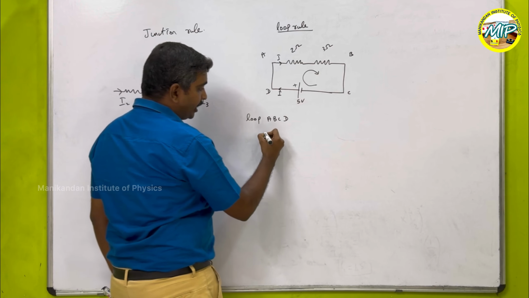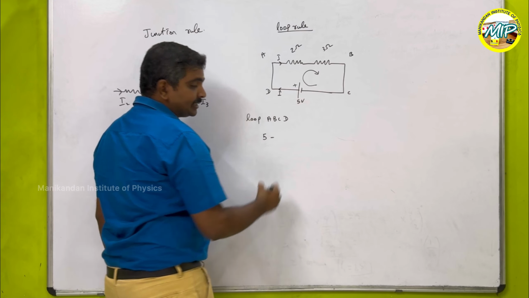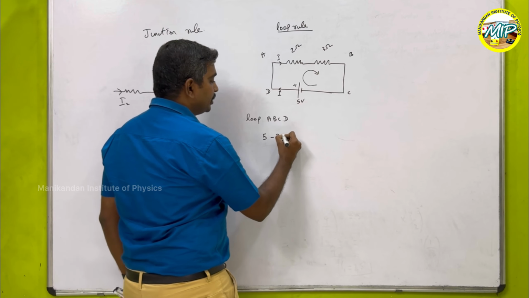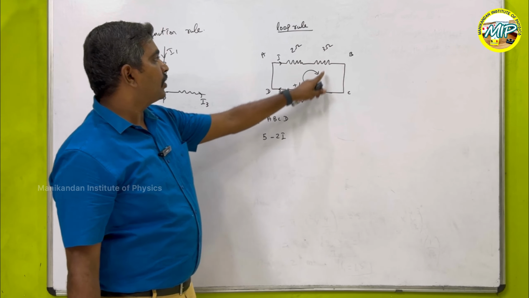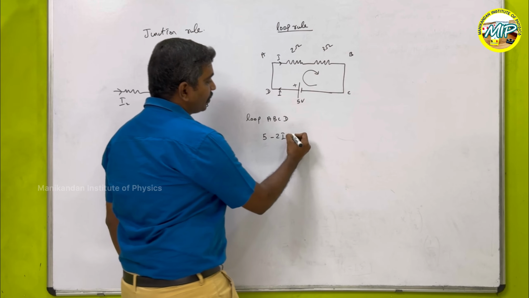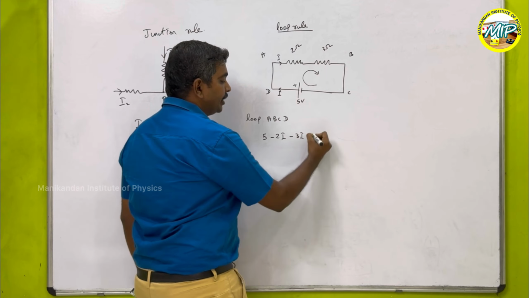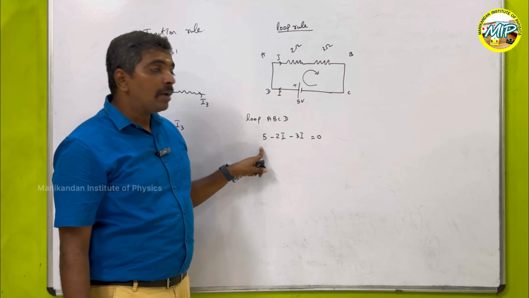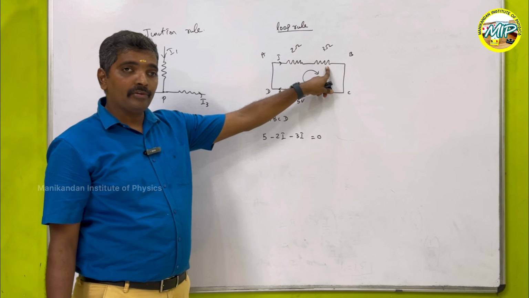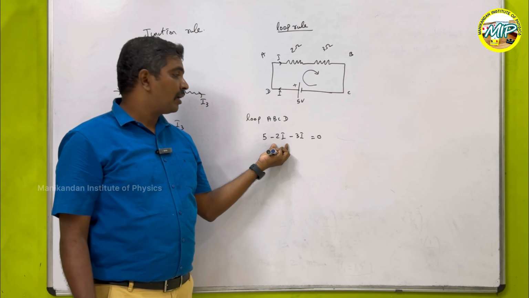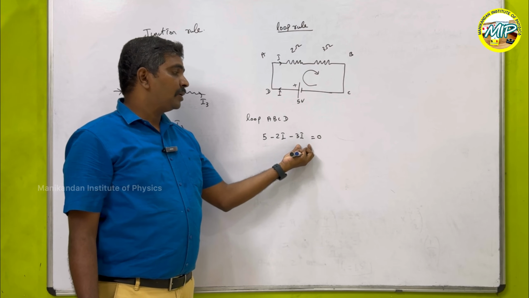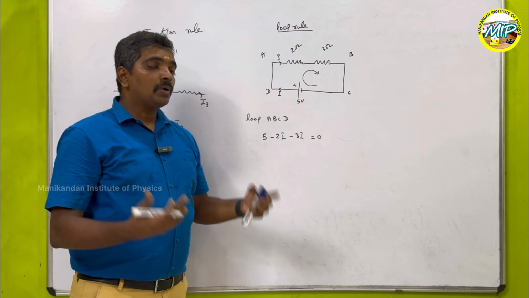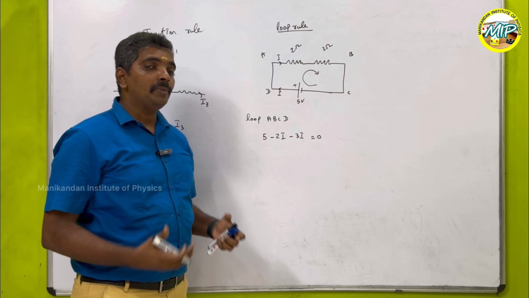I can simply write 5 minus the potential drop across this resistor, 2 into I, and then the potential drop across this 3 ohm resistor, minus 3 into I, equal to 0. Listen. The potential applied here should drop across this resistor as well as this resistor. This term is nothing but the potential drop across the 2 ohm resistor. This is my potential drop across my 3 ohm resistor. So the algebraic sum of the potential drops around the closed loop is going to be 0.